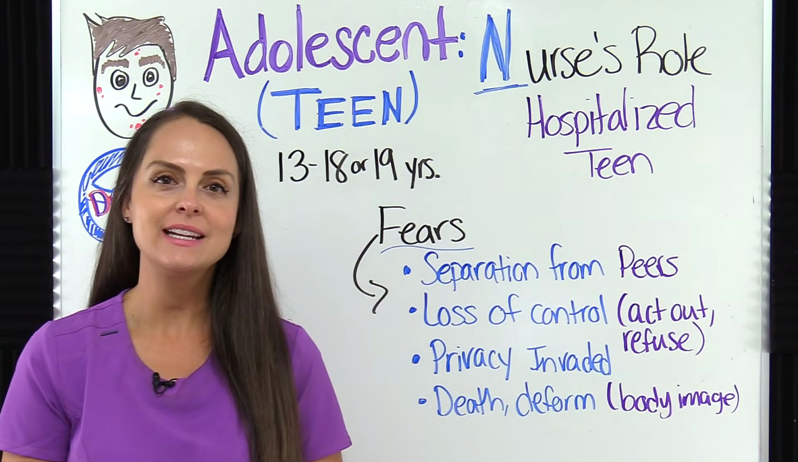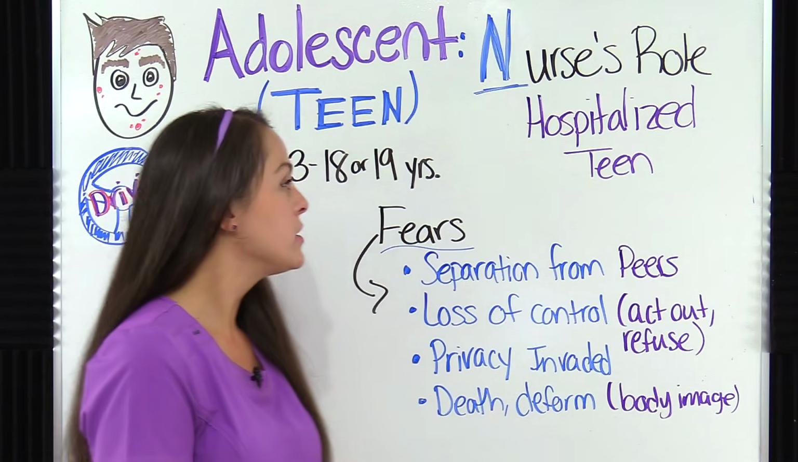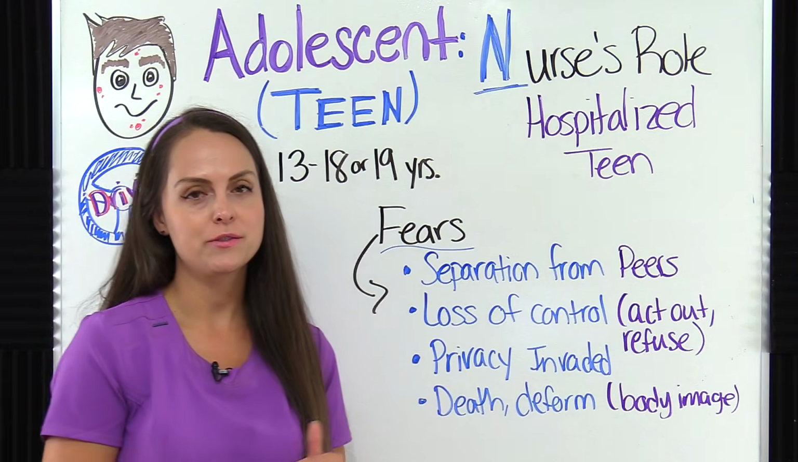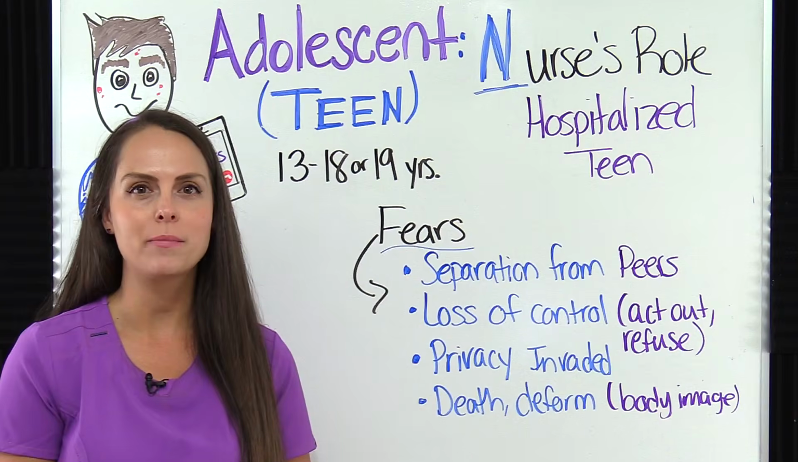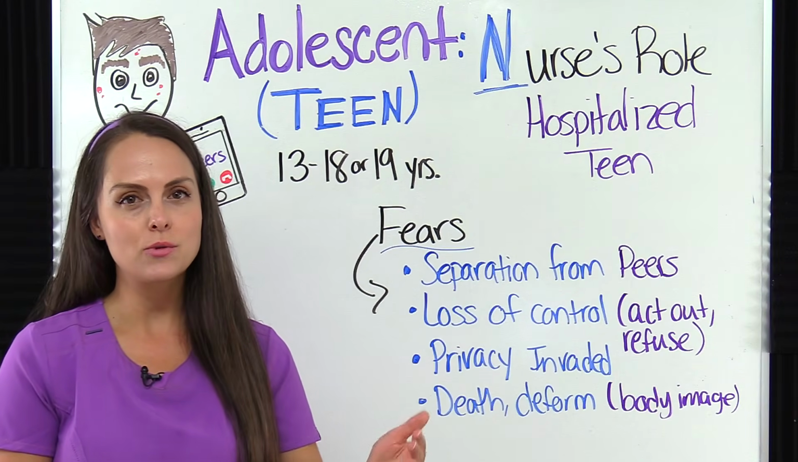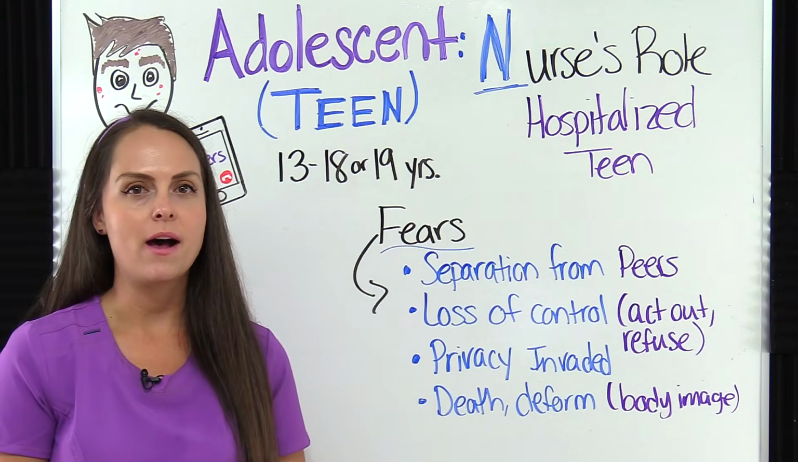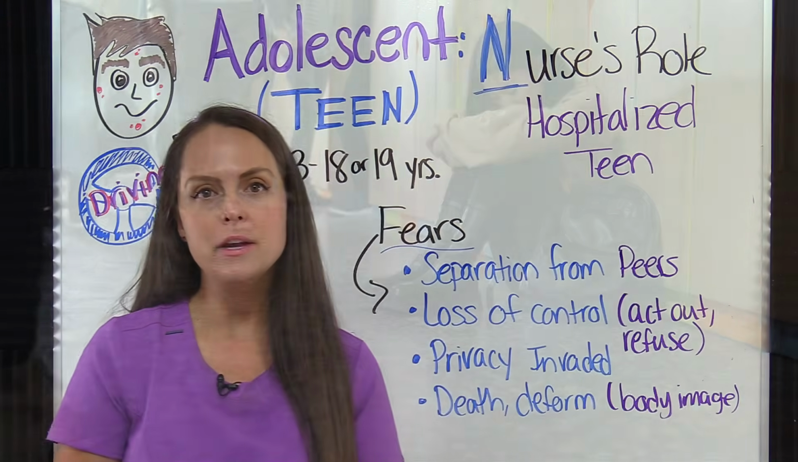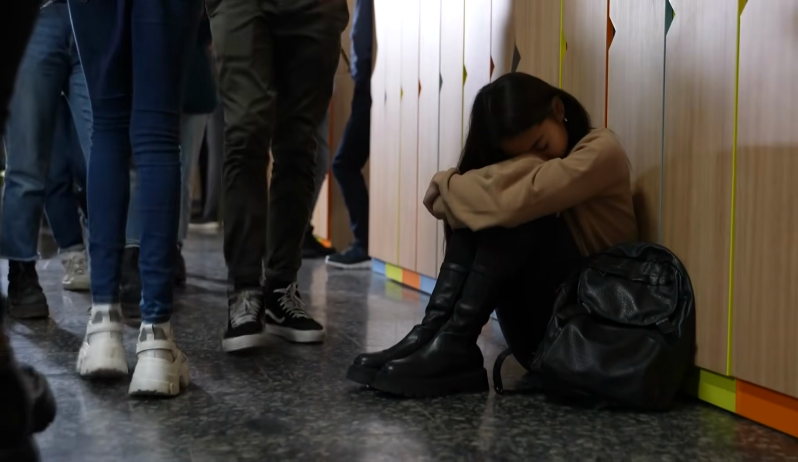So whenever the teen is hospitalized, there's some things you want to be aware of, especially their fears. So some fears that the teen will have will be separation from their peers. Before, with our younger children, it was separation from their parents. And in the school-age child, yeah, there was separation from peers. They didn't want to be forgotten about. But this is a little bit deeper for the adolescent. It's fear of being rejected, that they're no longer going to be part of the group because they're not there.